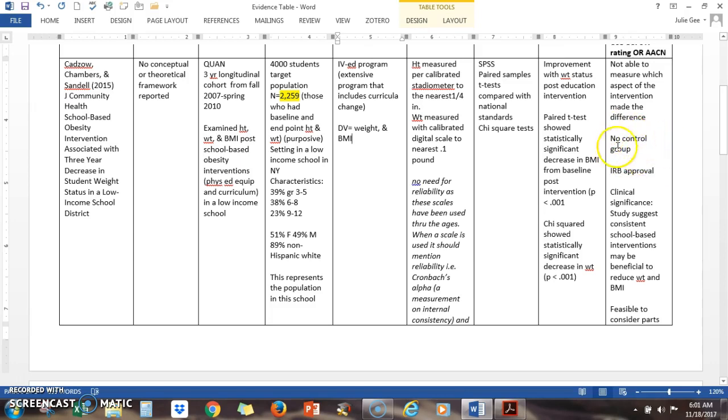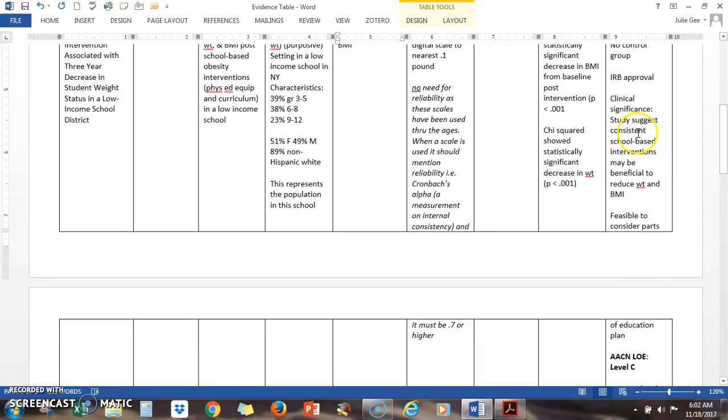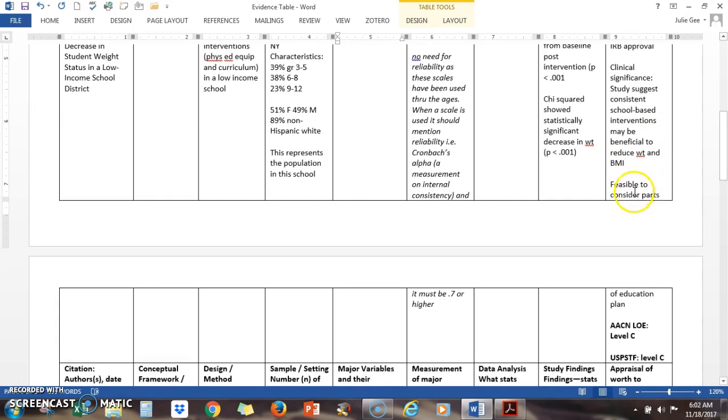Another important thing was they didn't have a control group. And that's okay as well. They just mentioned it. So it's important that they just mentioned it. They did have IRB approval. The clinical significance I talked about: the study suggests that consistent school-based interventions can be beneficial, and I think that's really important. And I think it's also a good study, and it was feasible to consider the entire education plan, or at least parts of education if I really wanted to do this at school age.